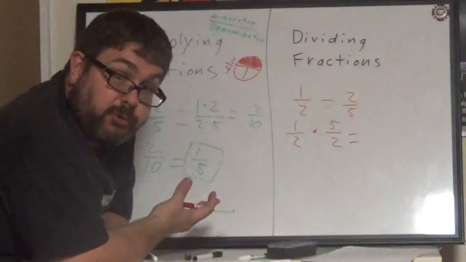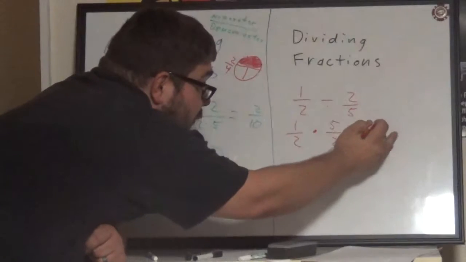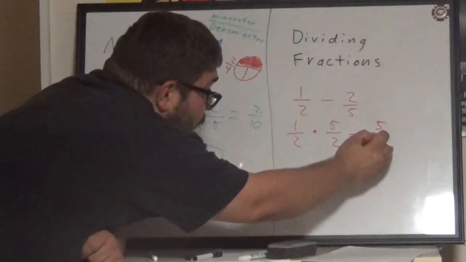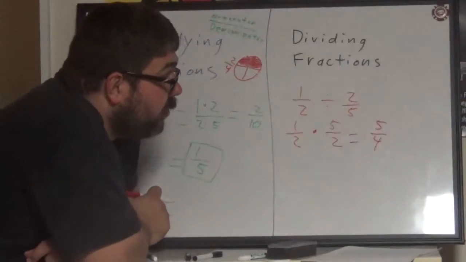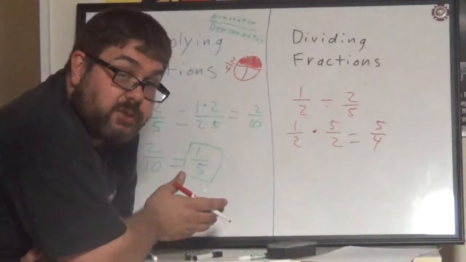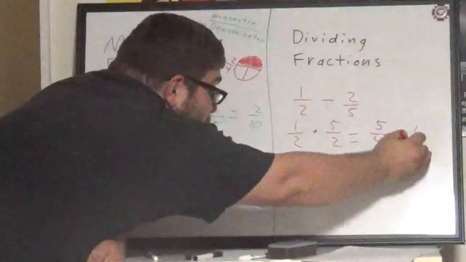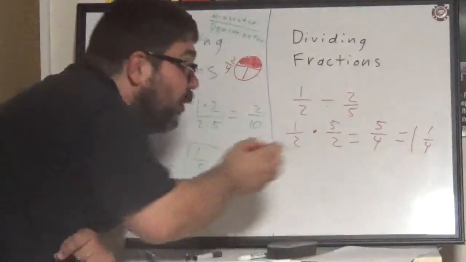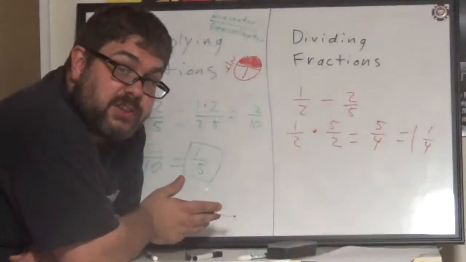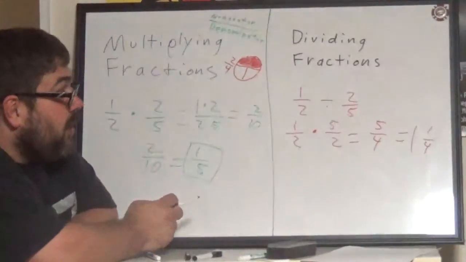Now we have a multiplication problem. We multiply straight across. 1 times 5 is 5. 2 times 2 is 4. 5 over 4, or 5/4, is the answer. We could write that also as a mixed number, which is 1 and 1/4. 5 over 4, or 5/4, is an improper fraction, and that's okay as well. Both mean the same thing.